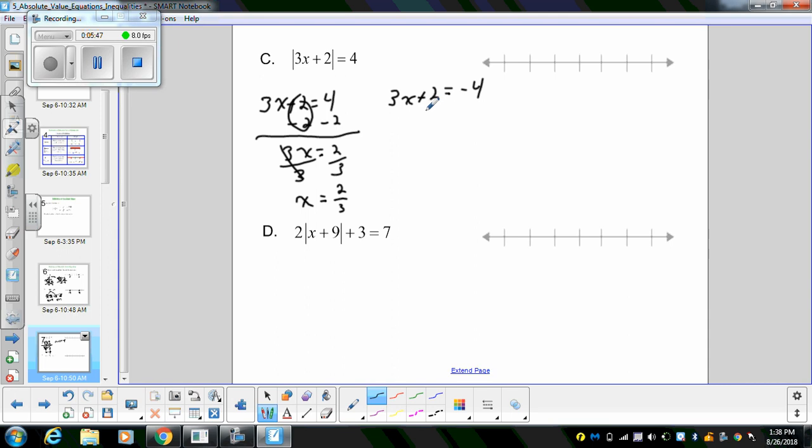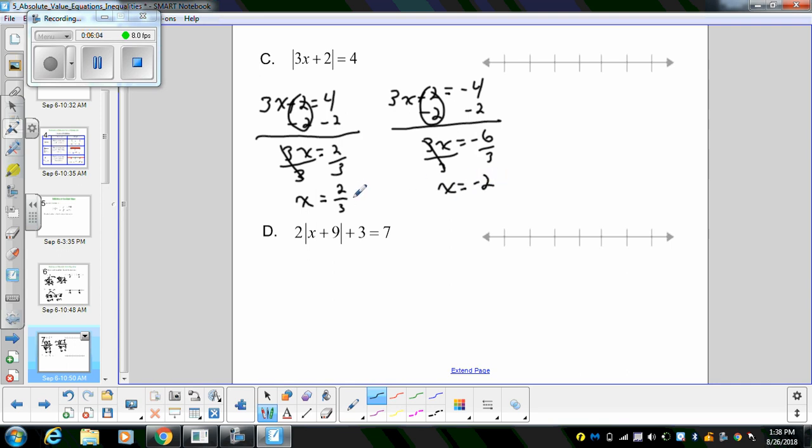Right? And we'll do the same thing over here. We'll subtract 2. Which gives me negative 6. And divide by the coefficient. Which will give me negative 2.